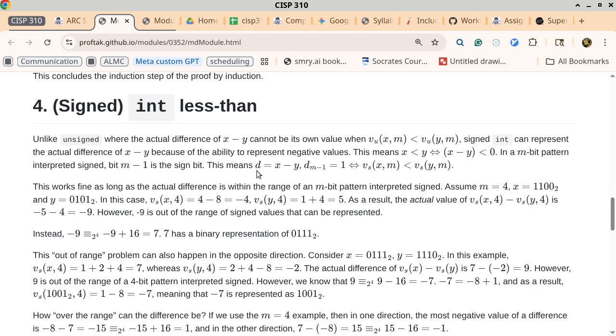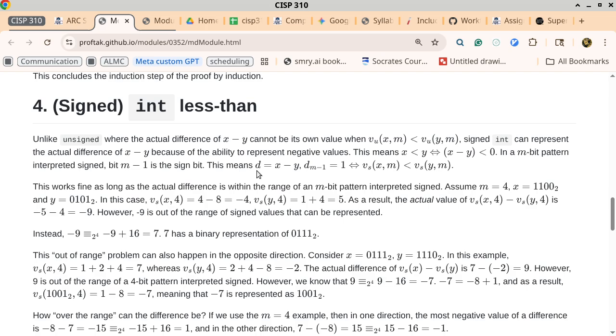So D of m minus 1 is a 1 if and only if the signed interpretation of x is less than the signed interpretation of y. And why is that? It's because of the earlier part here. x is less than y if and only if x minus y is less than 0. Does that make sense? It is an inequality. If I subtract y from both sides, then the left-hand side becomes x minus y, and then the right-hand side simply becomes 0. But what is x minus y? It's our D, okay? It's the difference.